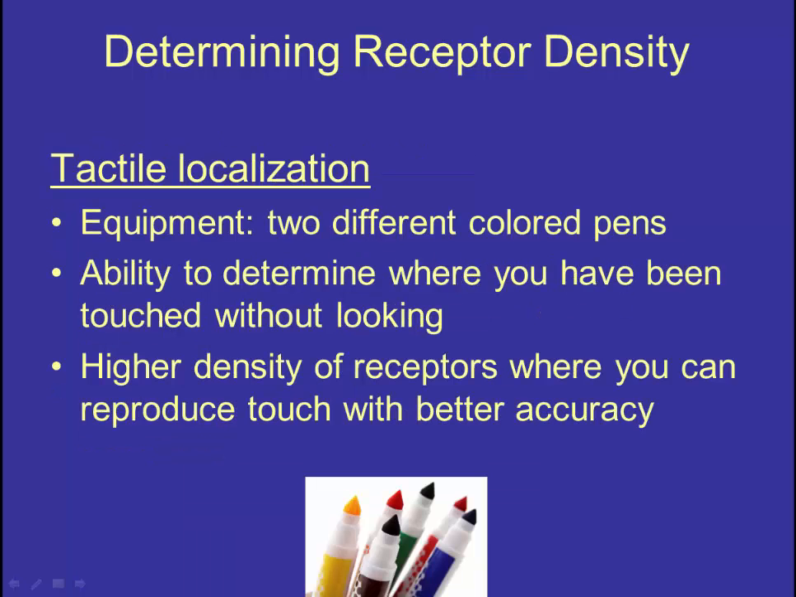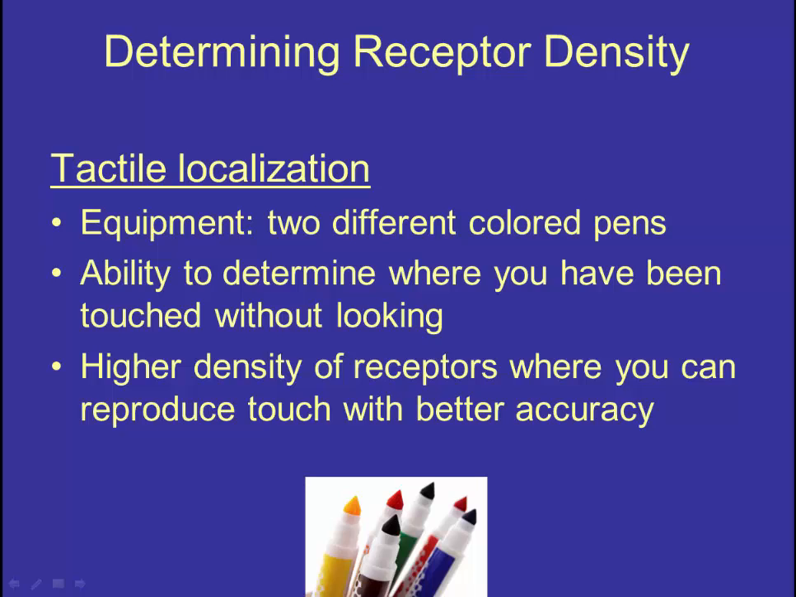In tactile localization, you will use different colored markers. This is going to test your ability to reproduce where you're touched without looking. You will not use any visual help. So while your eyes are closed or your head is turned, your lab partner will touch a marker to your skin. And then you will try to touch that same area with your marker.